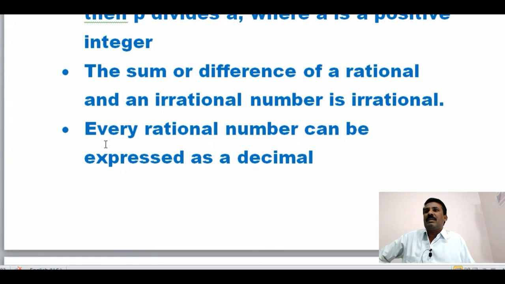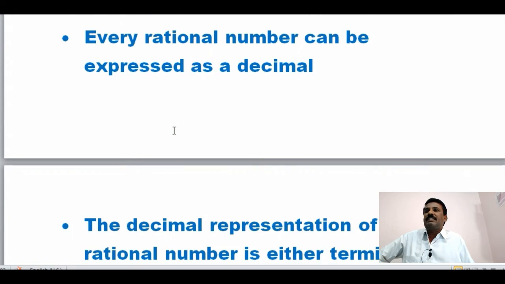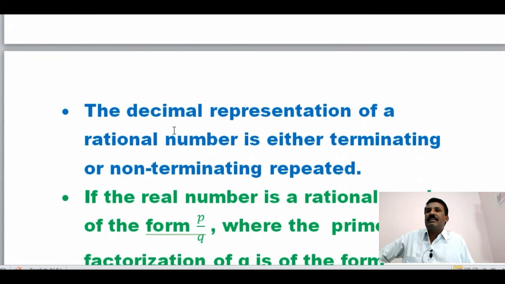Next point, every rational number can be expressed as a decimal. It is very easy to express in decimal form. For example, the rational number 1 by 2 is nothing but 0.5. So 0.5 is the decimal form and 1 by 2 is the rational form. Next point, the decimal representation of a rational number is either terminating or non-terminating, repeating or recurring.